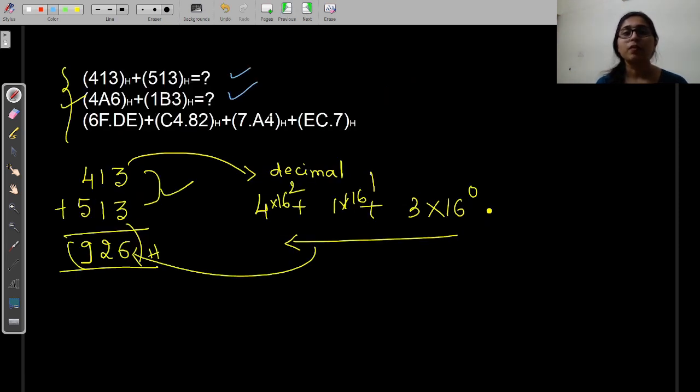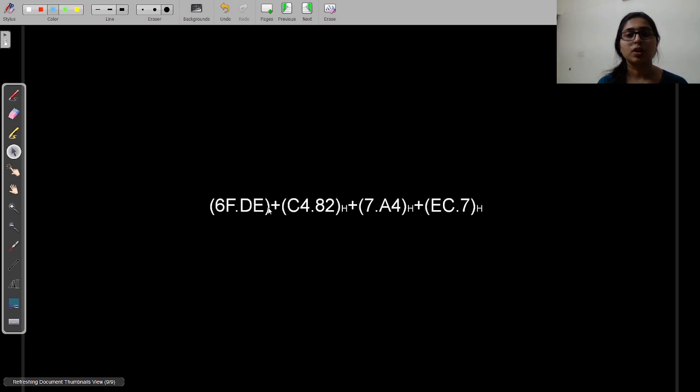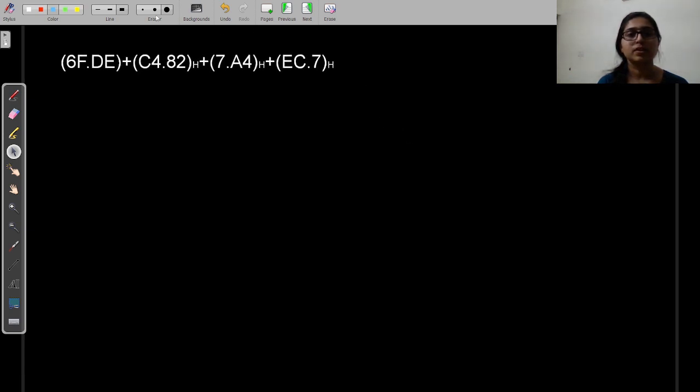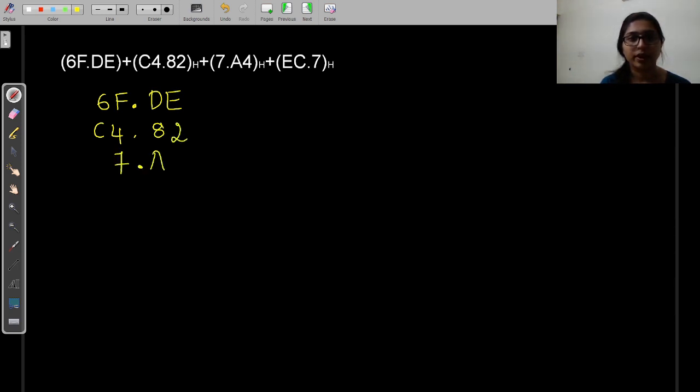This one is done. So now you can see here you have 4 values. So now let us solve this. 6F point DE. You need patience while solving this. Write it below to below. C4.82. 7 is here. 7.A4. EC.7.